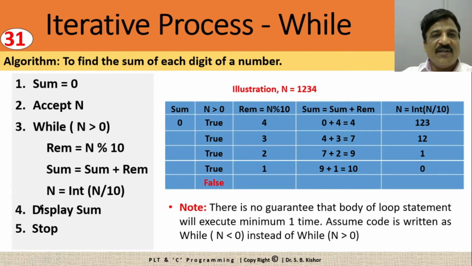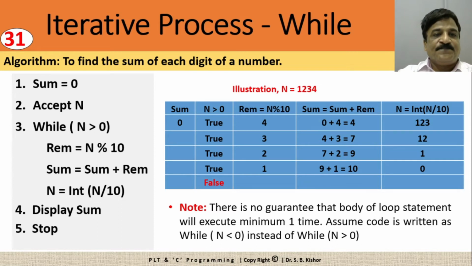Now what if initially I had written here while n is less than 0 instead of n is greater than 0, and assume the value of n is 1234. So is 1234 less than 0? No, condition is what? False. So it means the control will be transferred to this part. It means we cannot guarantee that the statements you have written inside the loop are going to be executed at least one time. It depends upon this condition how long these statements are going to be executed.